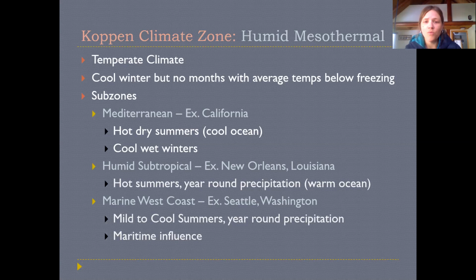ocean, which we know allows areas to be cooler in the summer as the water absorbs energy from the environment during the hot summer season, and then slowly releases that energy back to the environment during the winter time. So there's more year-round precipitation, a milder summer than in the other zones, and probably a cooler winter, but not an extremely cold winter. So this would be someplace like Seattle or Vancouver.